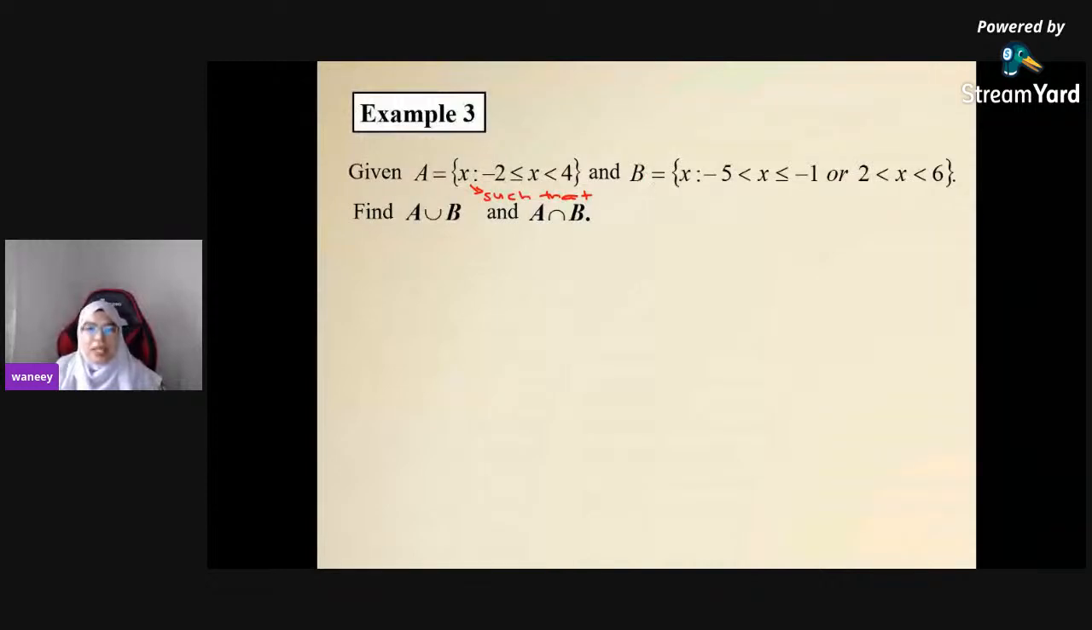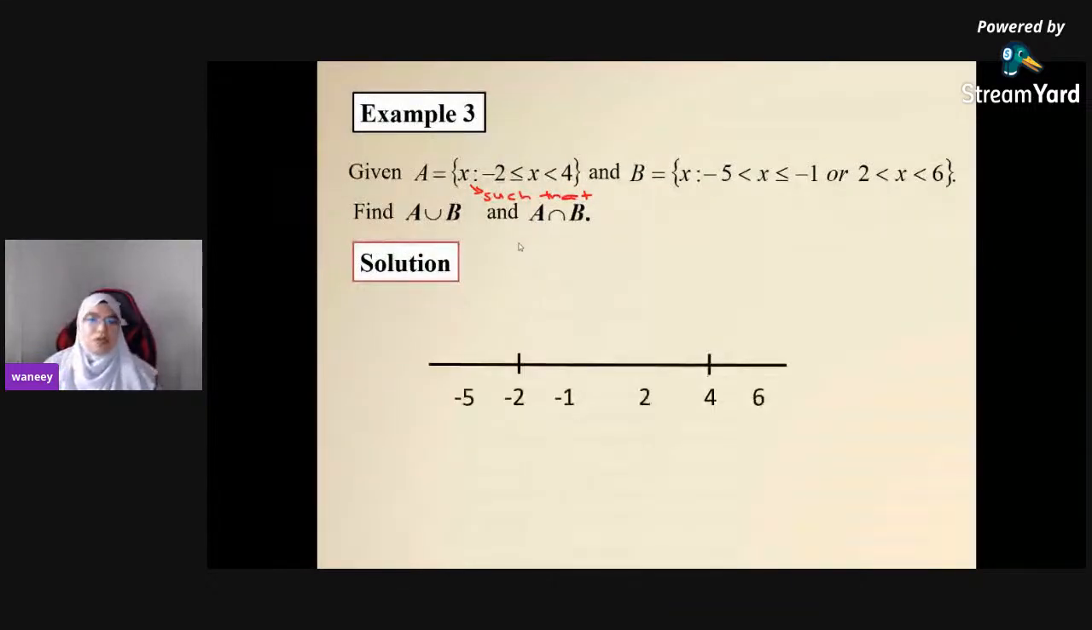And B is X such that X is in between -5 and -1 including -1, or X is in between 2 and 6. So now we have to find what is A union B and A overlap with B. So we have to set A and B. So make sure A is on one line, B is on another line. Pastikan ada 2 layer, 2 level.